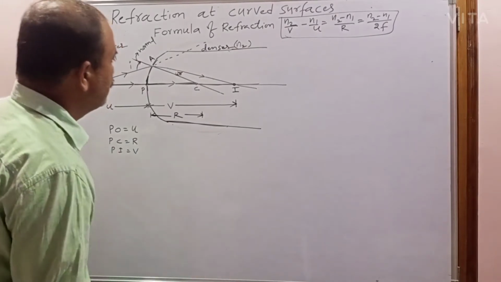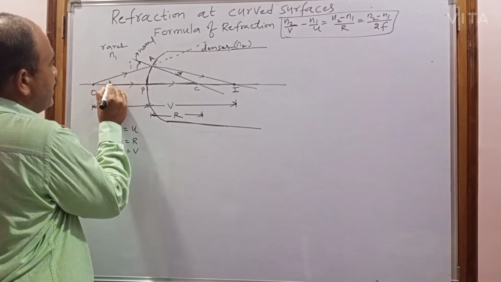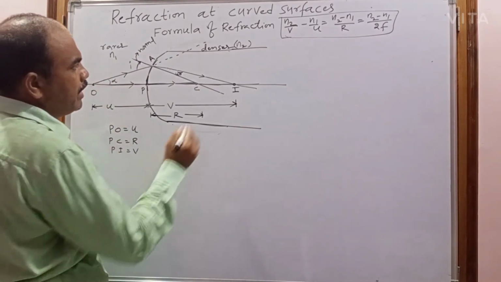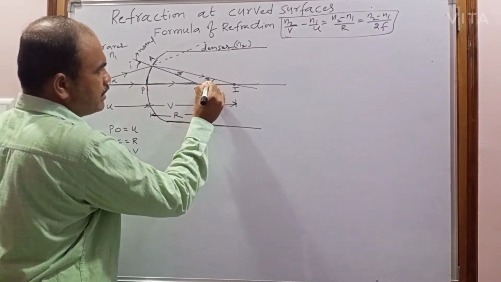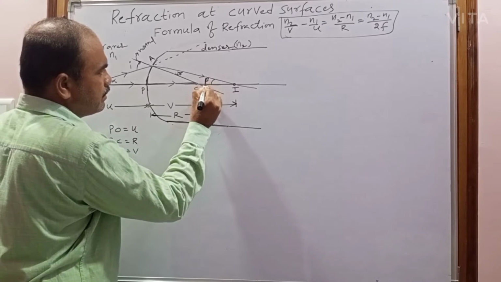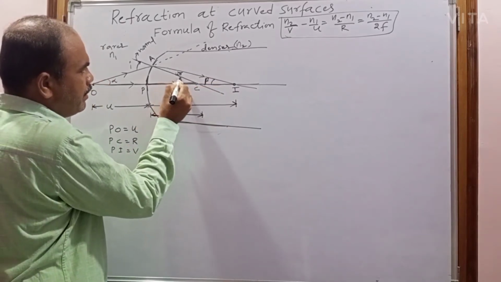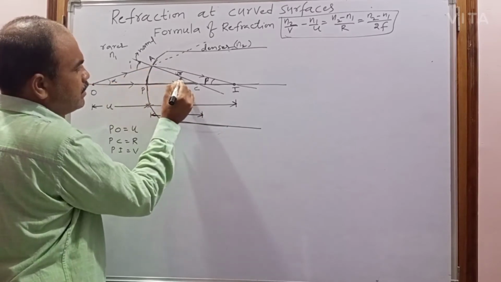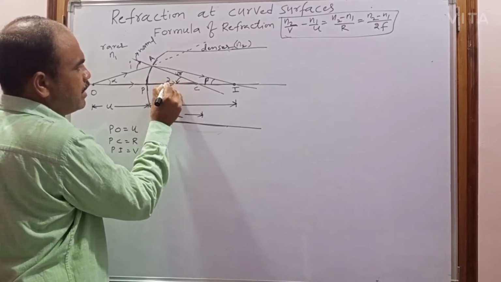Remember. After that, I am considering the angle made by the incident ray with the principal axis as alpha. The angle made by the refracted ray with the principal axis will be considered beta. This is beta. And this is the normal drawn from the point of incidence. The angle made by the normal with the principal axis will be considered gamma.